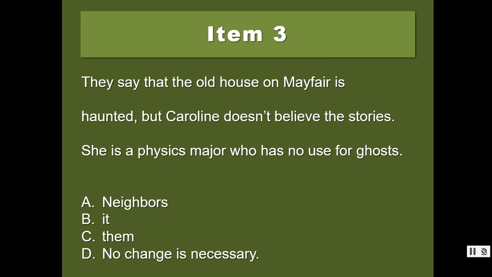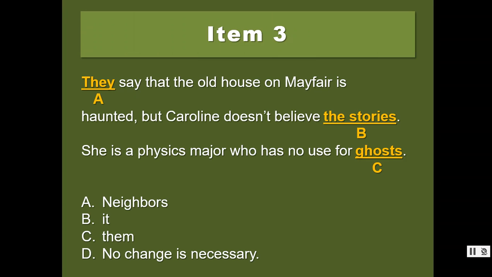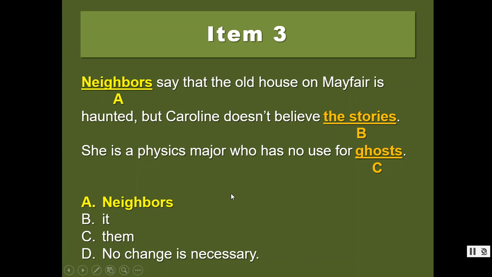So here we've got a few things to look at. Now, out of A, B, and C, there's only one of these that has a pronoun in it. This is a noun and this is a noun. They is the pronoun. So it is the same question. Who is saying this? It, that doesn't make any sense, not solving a problem. Them, that's totally the wrong case, but still the same problem. So neighbors say.